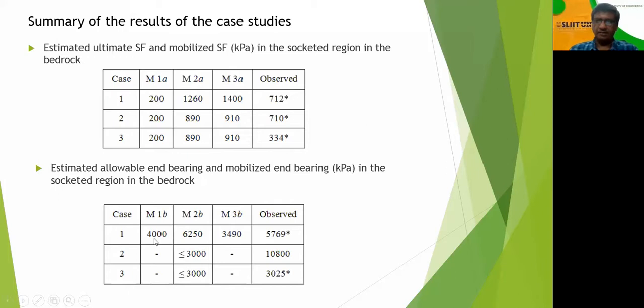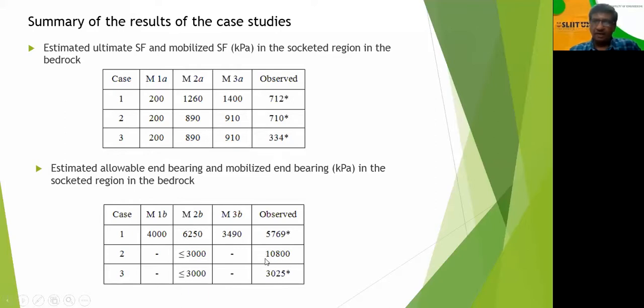For case 1, what is predicted is about 4,000 using method 1, and method 2, from the Hong Kong guidelines, gives a value in the range of 6,250. Method 3, the Kulhawy method, gives something like 2,500. But the observed value is about 5,769 and it is still increasing, so this agrees with the Hong Kong guidelines method.